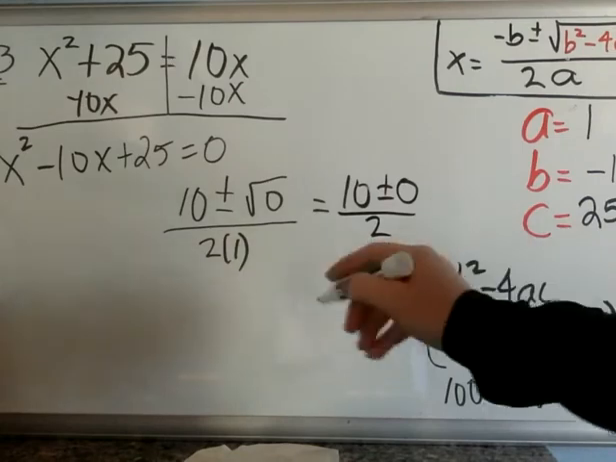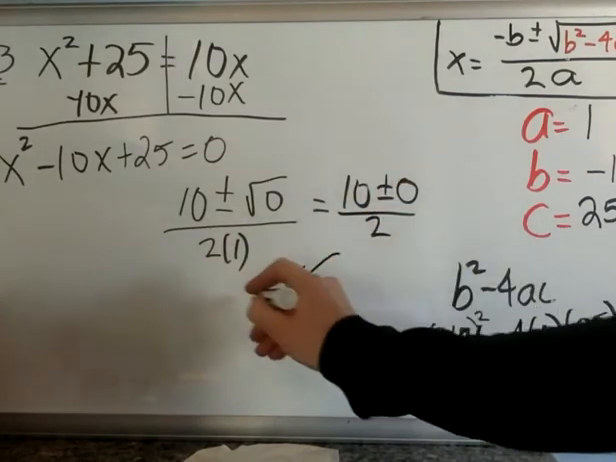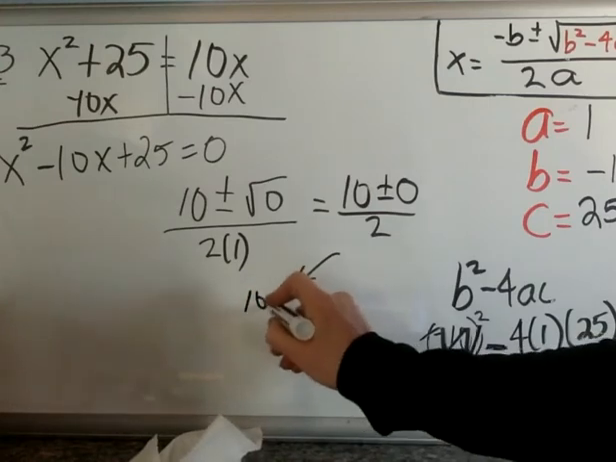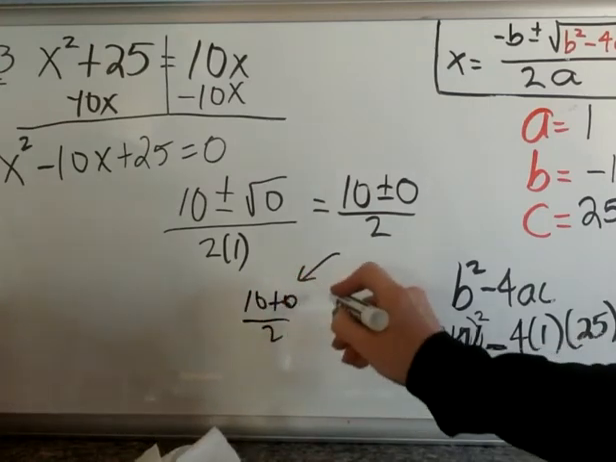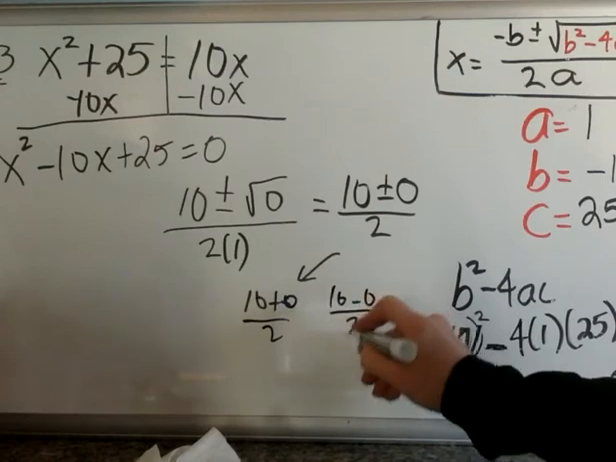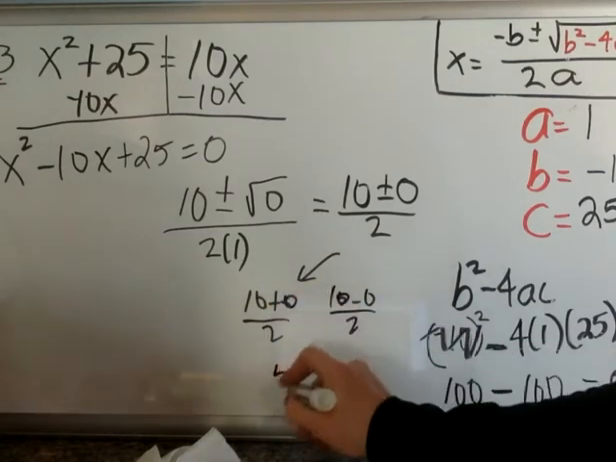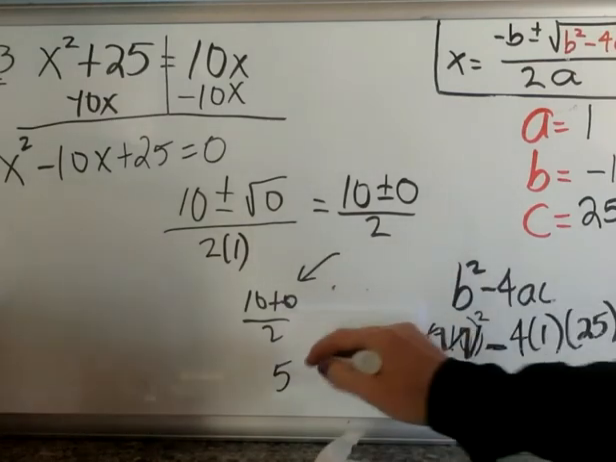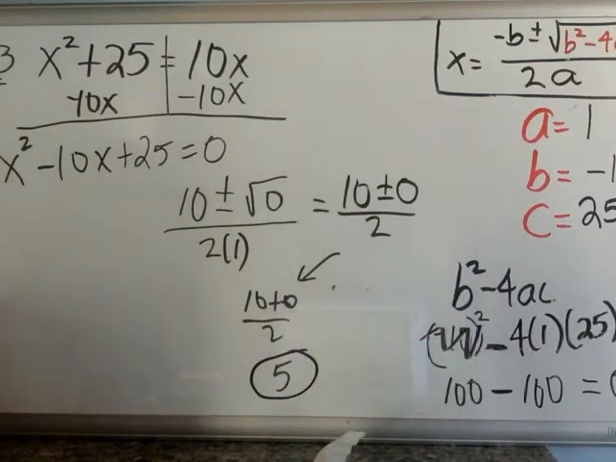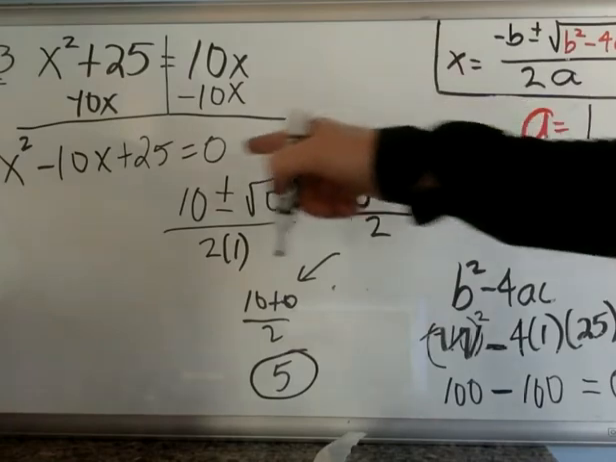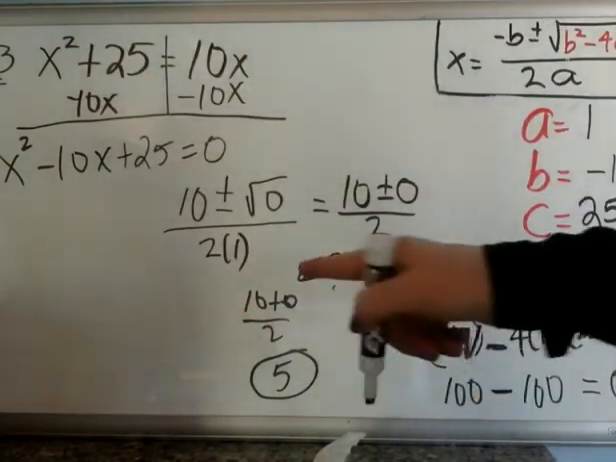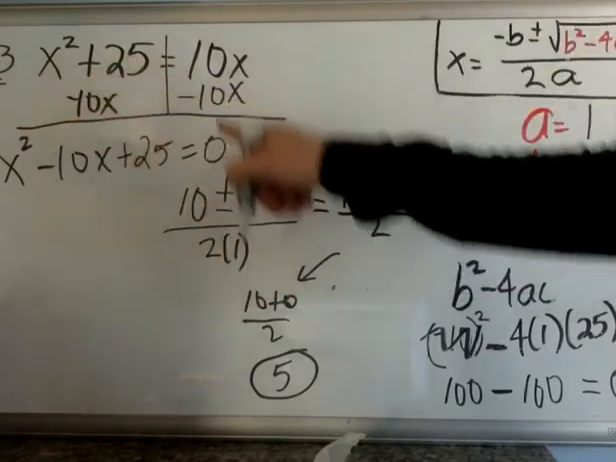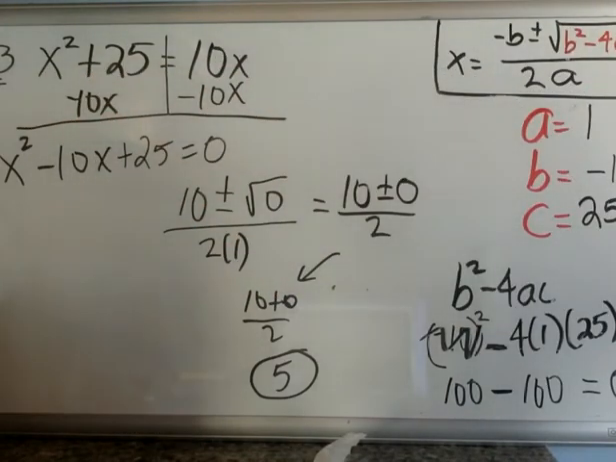And it doesn't matter whether I do negative 10 plus 0. I keep saying negative 10, it's positive 10. If I do 10 plus 0 over 2 or 10 minus 0 over 2, I still get the answer 5. So I really don't need to go in two directions when the discriminant is 0. There's only one solution to this equation, and that solution is 5. This equation is true when x is 5, because 5 squared is 25. 25 plus 25 does equal 10 times 5, which is 50. So it does work.